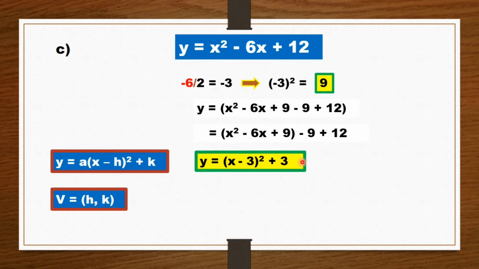So this is now your vertex form. This is the h and this is the k. So the vertex, the opposite of negative 3 is positive 3, and copy the value of k, which is positive 3. So the vertex is the quantity of 3, 3.